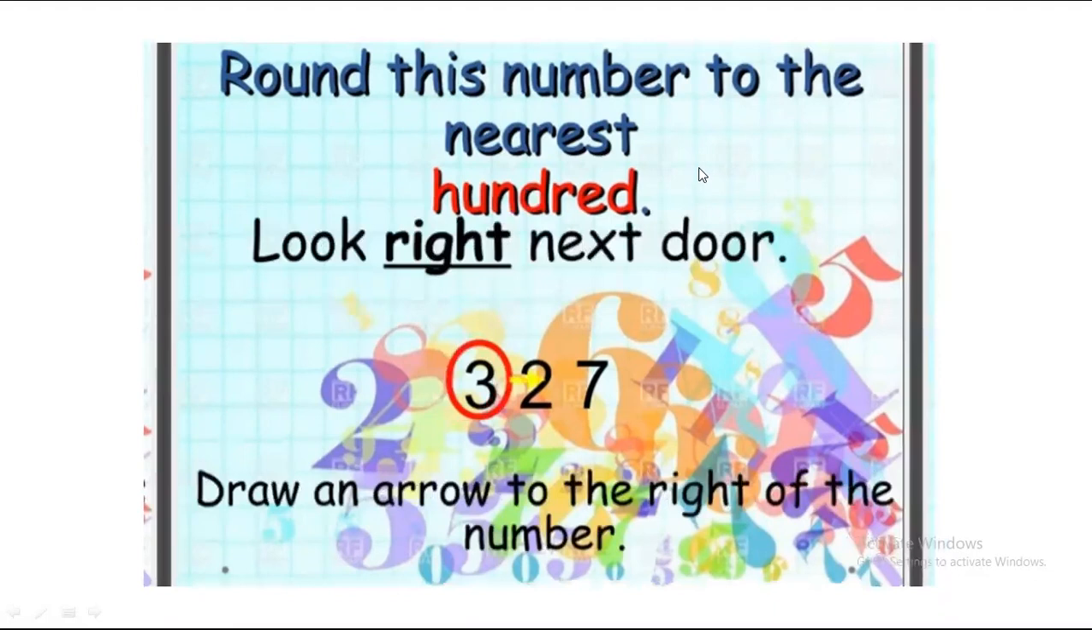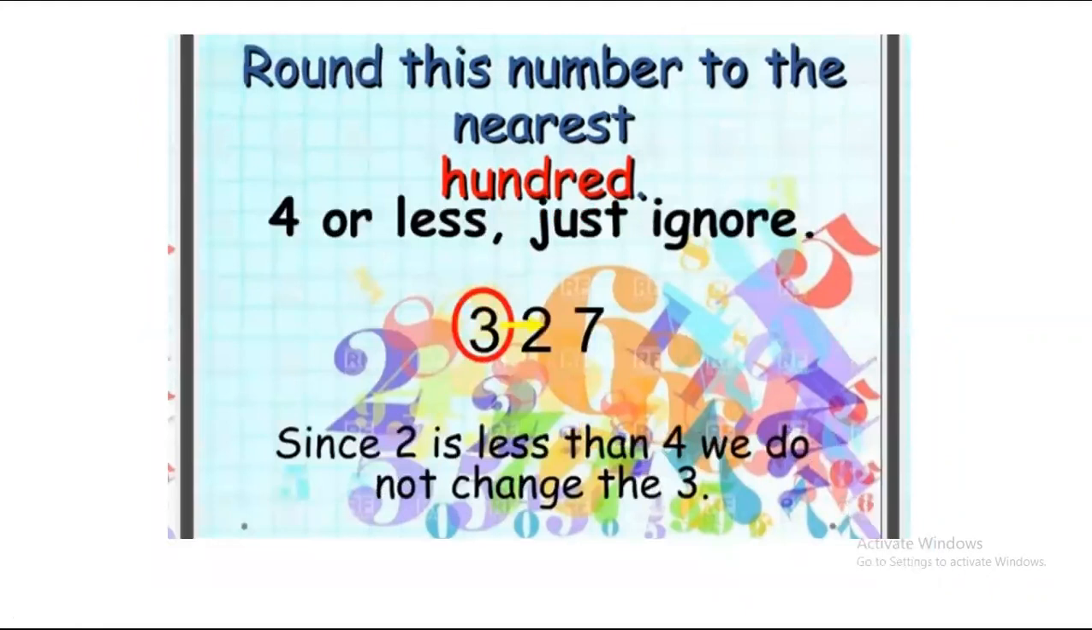Okay. Round this number to the nearest hundred. Look right next door. Whatever number is next to it, you will look over there. Draw an arrow to the number to the right of the number. Whatever number is next to the number in the place of hundreds, you'll put an arrow next to it. Round this number to the nearest hundred: 4 or less, just ignore. Since 2 is less than 4, we do not change the 3. If it had been 5 or greater, we would have changed it to a greater number.